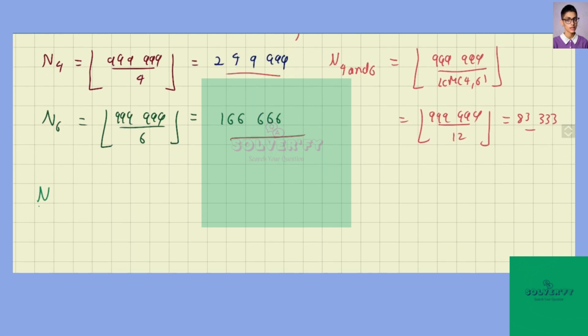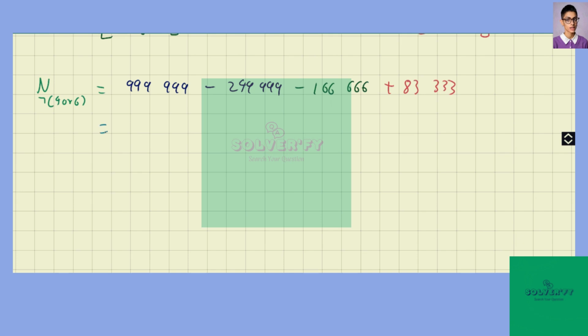The result, all those positive integers that are not divisible by 4 or 6, is equal to 999,999 minus 249,999 minus 166,666 plus 83,333. And the solution for this case is that the numbers that are not divisible by 4 or 6 are 666,667.